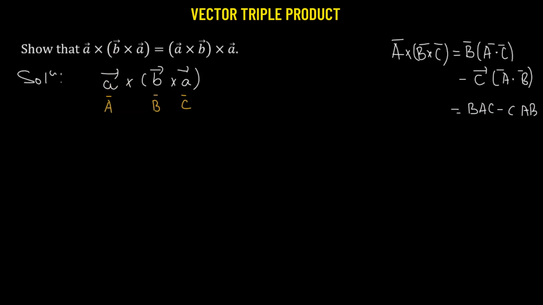C. So the vector triple product of A cross B cross A, that will become, so we have BAC, so B vector multiplied by A vector dotted with A, minus we have to consider vector C, so this is A vector, so that will be multiplied by A vector dotted with B vector. Right. Now what we'll do, we'll take negative as the common factor.